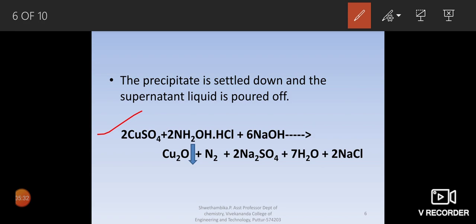Please see this. Reagent A, copper sulfate. Reagent B, hydroxyl ammonium chloride, or sometimes also called hydroxylamine hydrochloride, NH2OH·HCl. Third reagent, NaOH. All mixed, you would be getting the precipitate Cu2O, that is a cupric oxide nanoparticle. Now here you would also be getting a lot of byproducts. Observe this: nitrogen, sodium sulfate, then water and sodium chloride are also going to be formed.